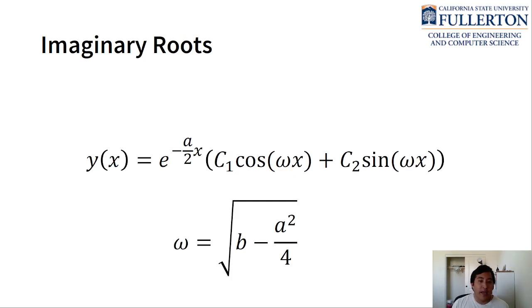Okay? And so the last situation here is if we have two imaginary roots, or in other words, two complex roots. And so in those cases, we leverage Euler's formula to get this sinusoidal term. Okay? So we have y of x is equal to e to the minus a over 2x times c1 cosine omega x plus c2 sine omega x, where omega here is the square root of b minus a squared over 4, where b and a are the constants from our original differential equation.